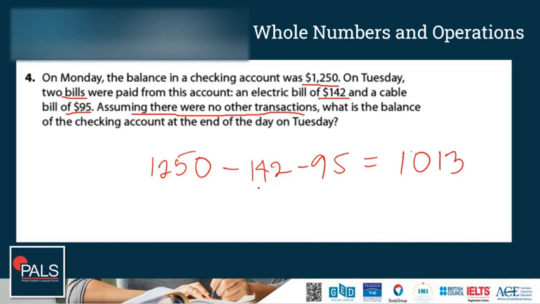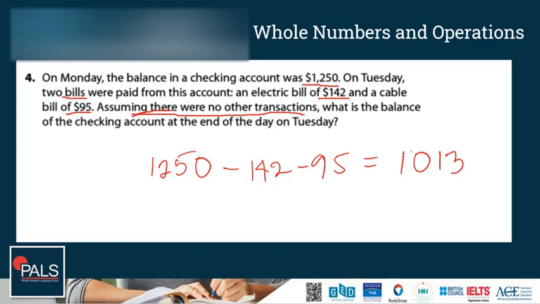Number 4. On Monday, the balance in a checking account was $1,250. On Tuesday, 2 bills were paid from this account: an electric bill of $142 and a cable bill of $95. Assuming there were no other transactions, what is the balance of the checking account at the end of the day on Tuesday? So first, we need to take note of the following.